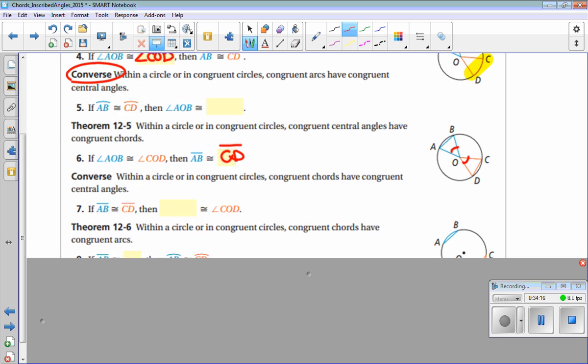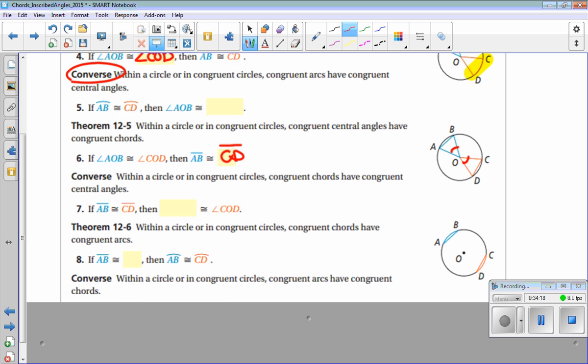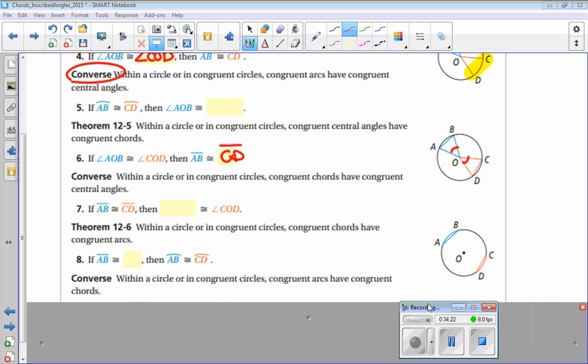All right. And then the last one is, in order for these arcs to be congruent, so AB and CD are congruent, what segments must be congruent? AB must be congruent to CD. I mean, it's like nothing really hard.